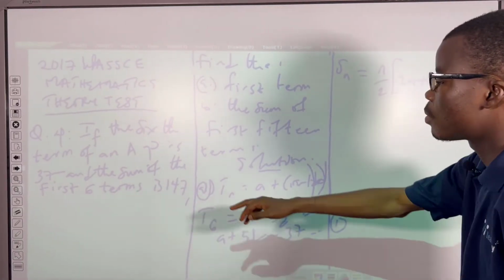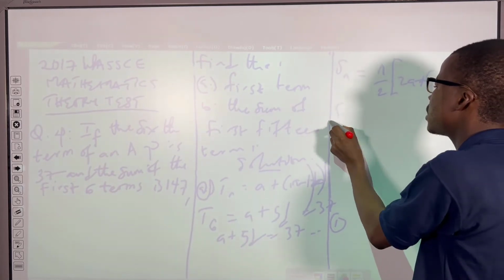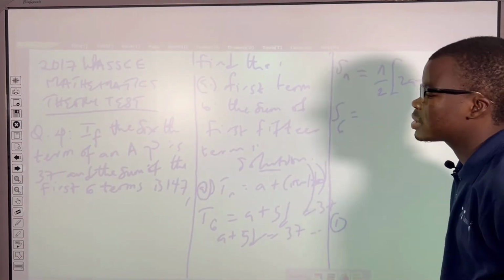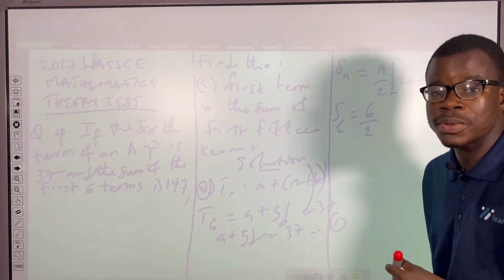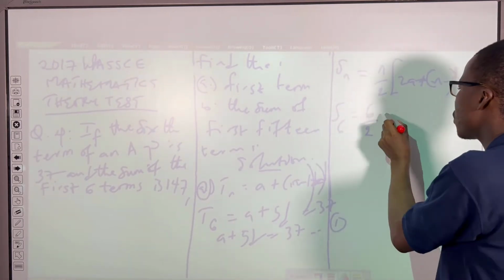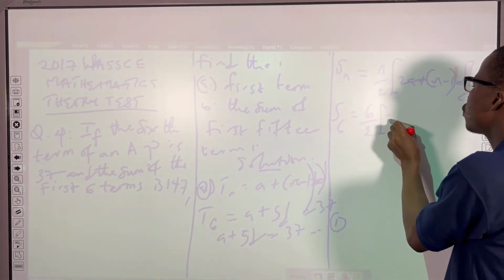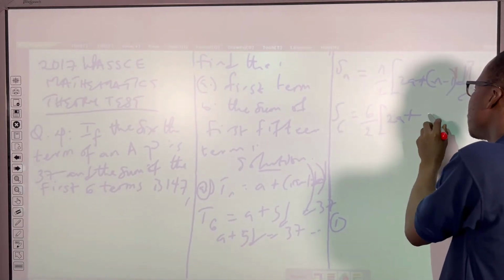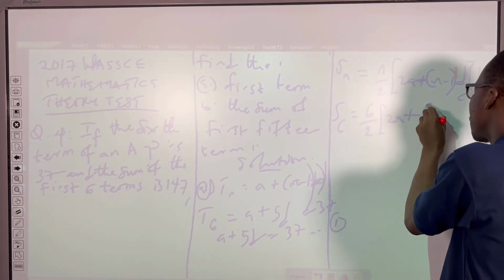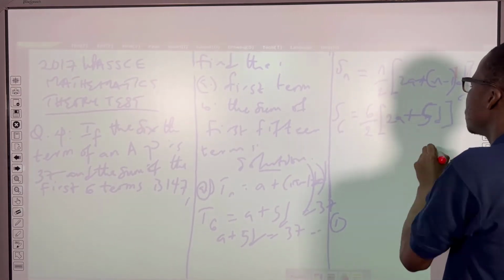In this case, what's our nth term? Our nth term is 6. The sum of the first 6 terms is then going to be 6 over 2. N, you substitute 6 for n wherever you come across it. N over 2, 2a, we are not given a, plus n minus 1, 6 minus 1, d. 6 minus 1 is going to be 5d.